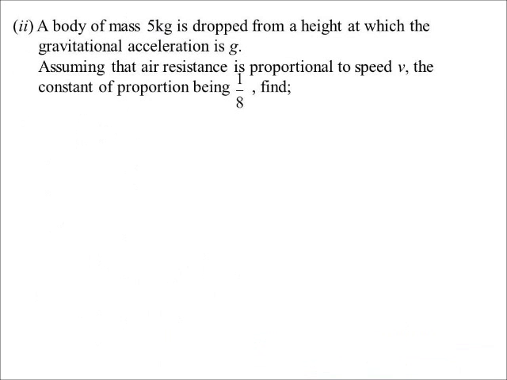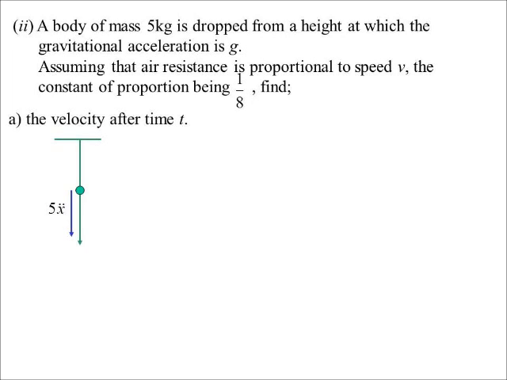A body of mass 5 kilos is dropped from a height. Gravitational acceleration is g. Assuming air resistance is proportional to speed, that constant of proportionality being 1/8, find the velocity after time t. Okay, let's draw a diagram. I'm going down, so my resultant force is going down.